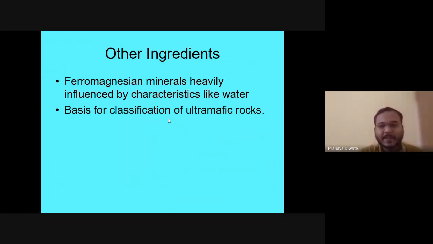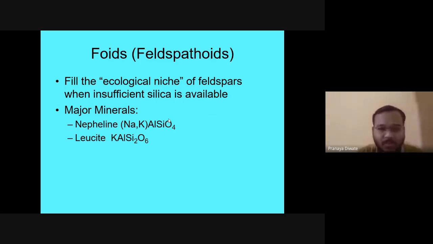Then we see the other ingredients. A ferromagnesian mineral is heavily influenced by characteristics like water, and is a basis of classification of ultramafic rock. These are the other ingredients or materials which can be present in igneous rock. Then you have the feldspathoids, formed from the chemical decay of feldspar when silica is insufficient.